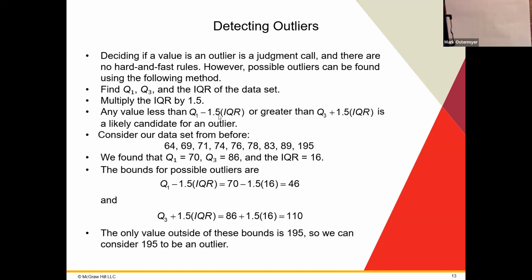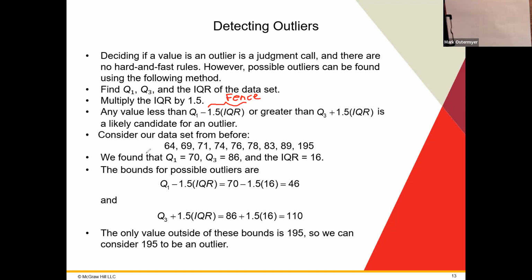Sometimes we call this 1.5 times the IQR value a fence value. We call it a fence value. So, to put this more succinctly, an outlier is any data value that's less than your first quartile minus 1 fence value, or greater than your third quartile plus 1 fence value.